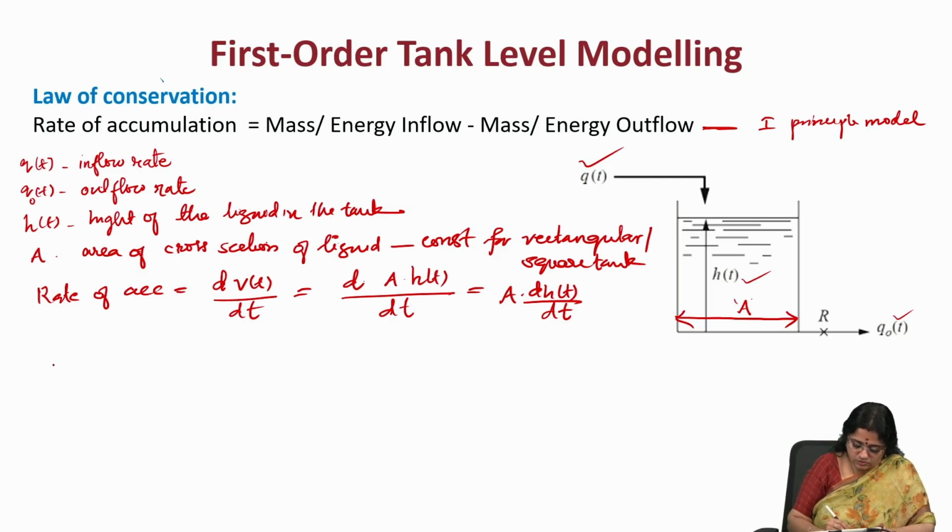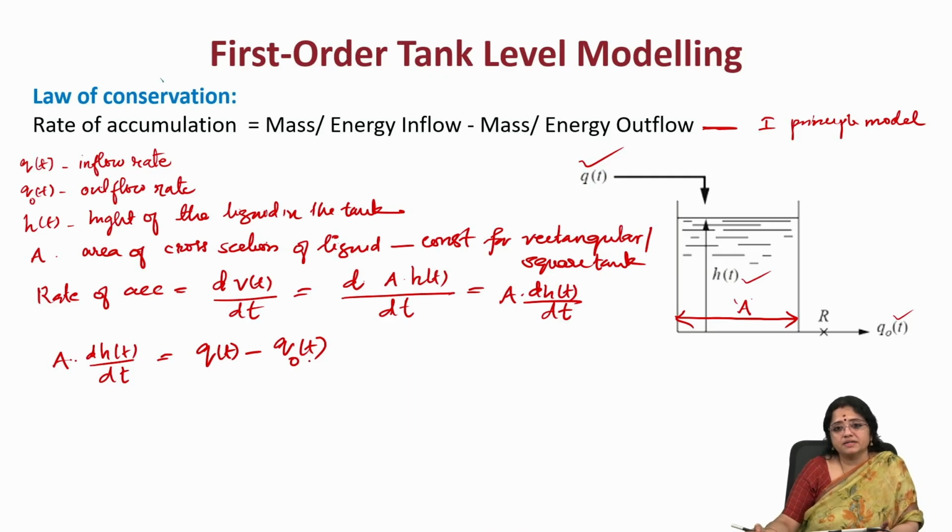Right. So how do you apply? Now we know that the rate of mass accumulation in the tank is equal to A dH of t by dt, which is equal to the mass inflow to the system, here in this case Q of t, minus the mass outflow from the system, Q naught of t.